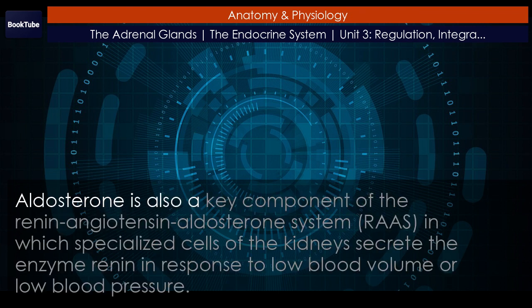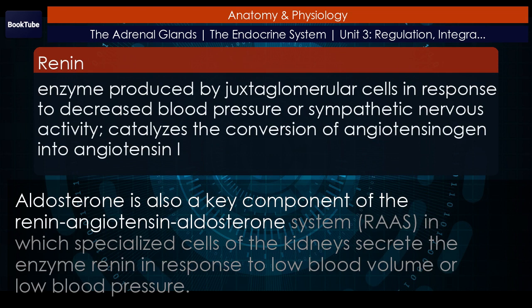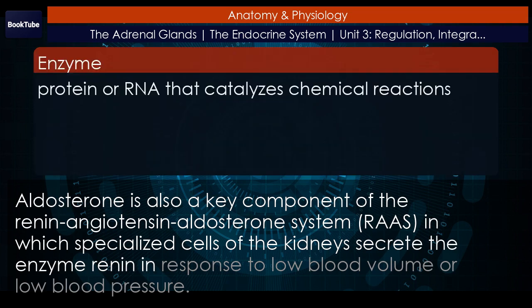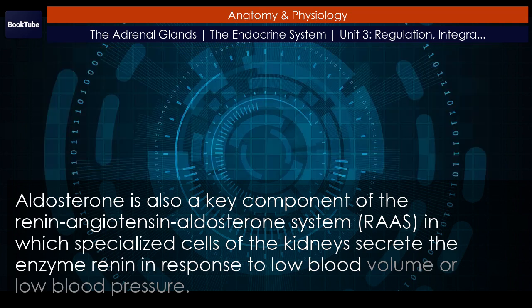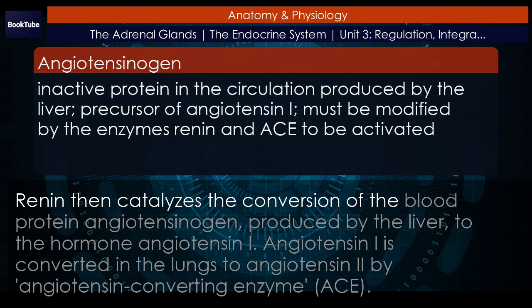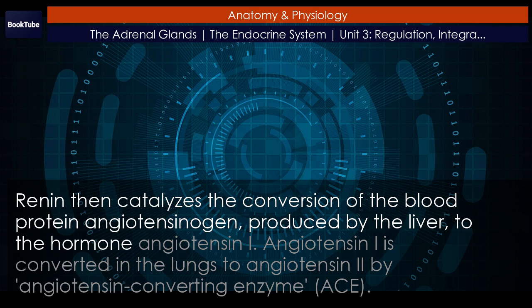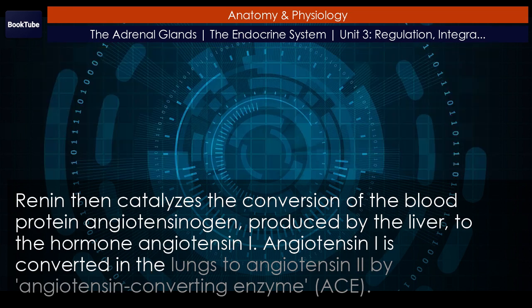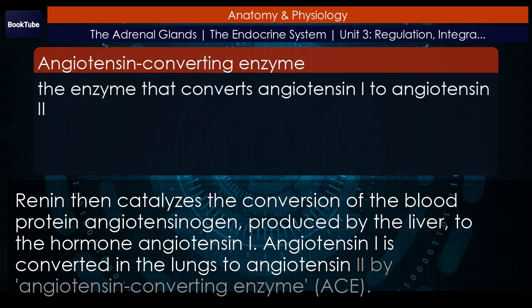Aldosterone is also a key component of the renin-angiotensin-aldosterone system, RAS, in which specialized cells of the kidneys secrete the enzyme renin in response to low blood volume or low blood pressure. Renin then catalyzes the conversion of the blood protein angiotensinogen, produced by the liver, to the hormone angiotensin I. Angiotensin I is converted in the lungs to angiotensin II by angiotensin-converting enzyme, ACE.